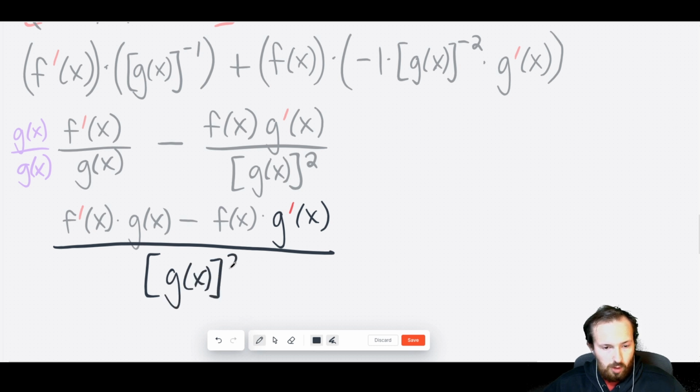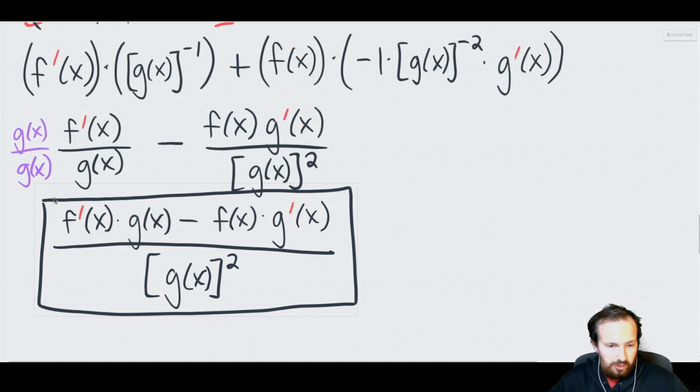So again, if you understand that process, you don't need to remember the quotient rule necessarily. It really is just a combination of the other rules, but the combination is a little bit complicated. So honestly, for speed, it still makes sense to remember the quotient rule. So there you go. That's what the quotient rule is, how to use it, and why it's true.